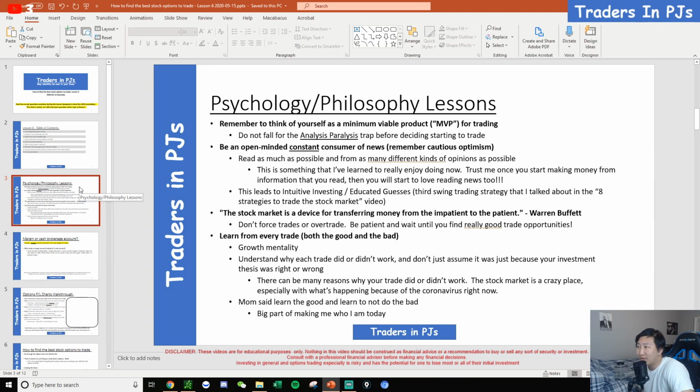This leads to intuitive investing, or educated guessing. I talked about that, but basically you have an opinion on whether the stock market reacted appropriately. If you think they overreacted, then you can take advantage of that and make money off of that. The stock market is a device for transferring money from the impatient to the patient. Said by Warren Buffett.